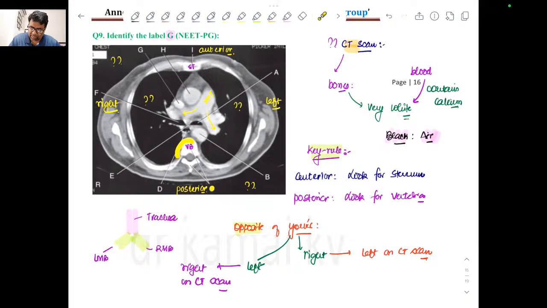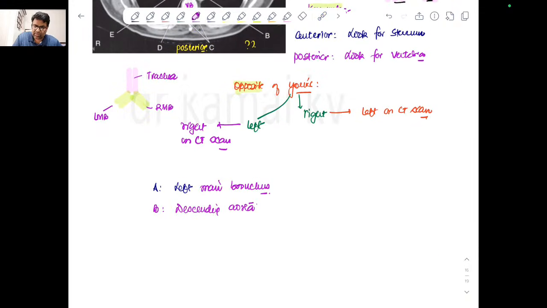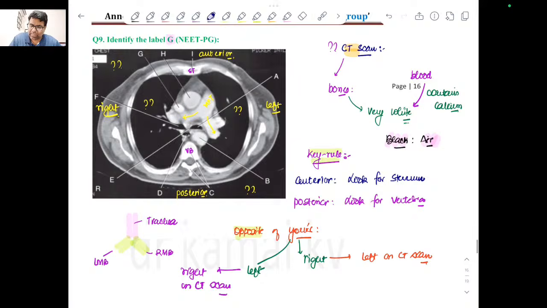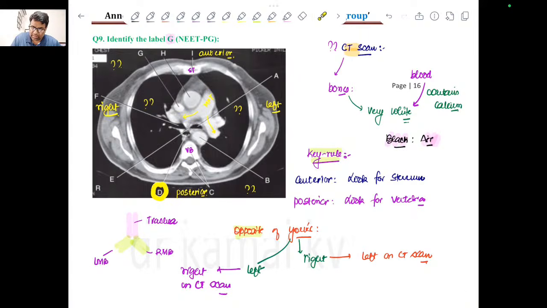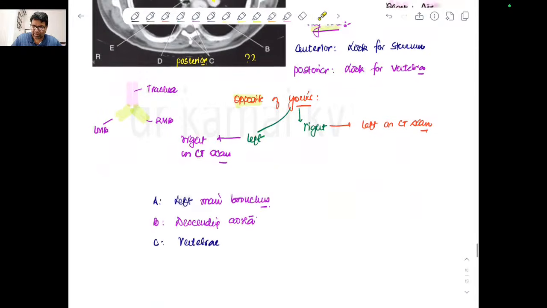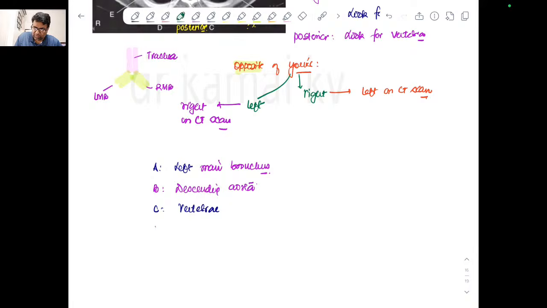C, I think, is very easy. This is vertebra. Okay, so C is vertebra. Then what is D? D is again black behind the bronchi, that is esophagus. So D is esophagus.